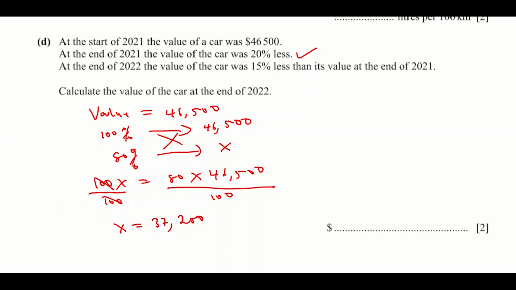So that means at the end of 2021, the value of the car was at 80%, which is equal to 37,200. So the last statement here, at the end of 2022, the value of the car was 15% less than its value at the end of 2021.